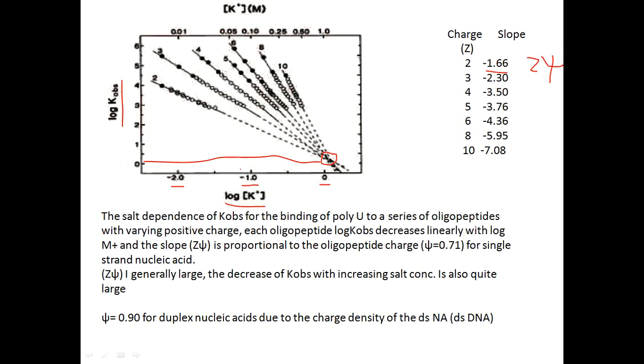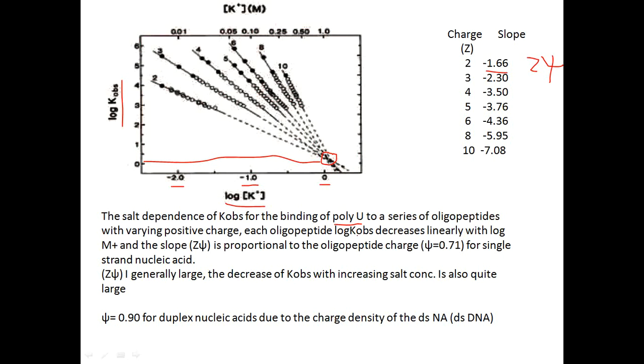So at higher salt concentration, the binding of the ligand is not favorable. It shows lower binding constant values. So this is the salt dependence of K absorb for binding of polyuracil, a polyuracil molecule, to a series of oligopeptides. That means different peptides varying in positive charges. Like 2 amino acids having 2 positive charges, that is a dipeptide. If 3 amino acids, that goes to a tripeptide. So like that, oligopeptides, right? With different charges.